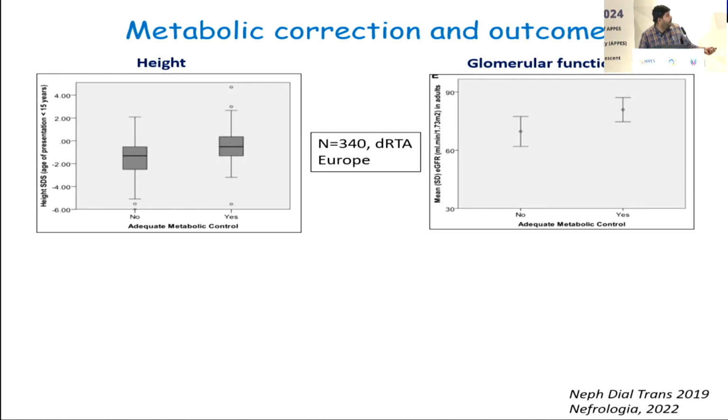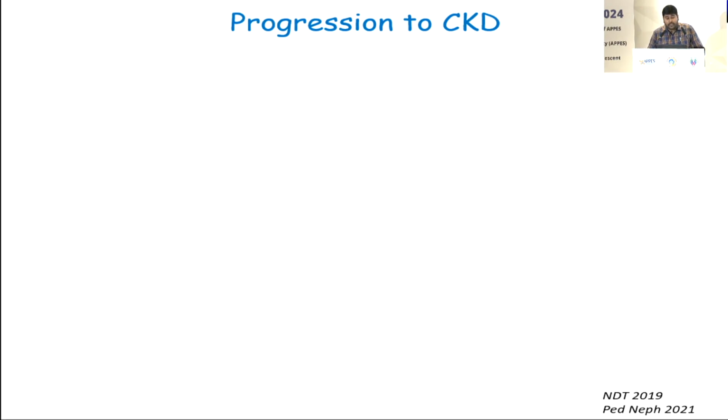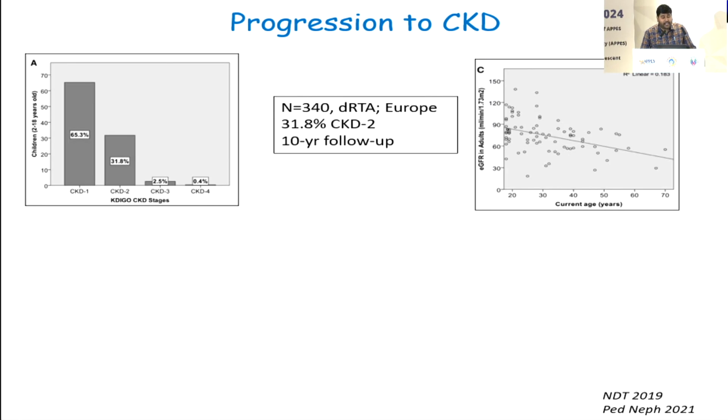Why is metabolic correction important? This is a follow-up study of almost 340 children and adults with distal RTA. Here we could see that patients who had adequate metabolic control had a better height SDS score, as well as preservation of kidney function. Similarly, there has been a correlation between the bicarbonate levels and the bone mineral density in all these patients.